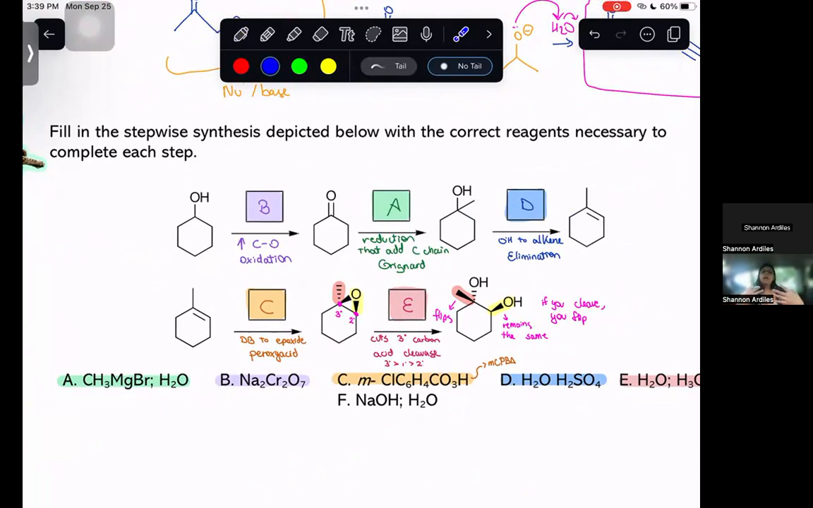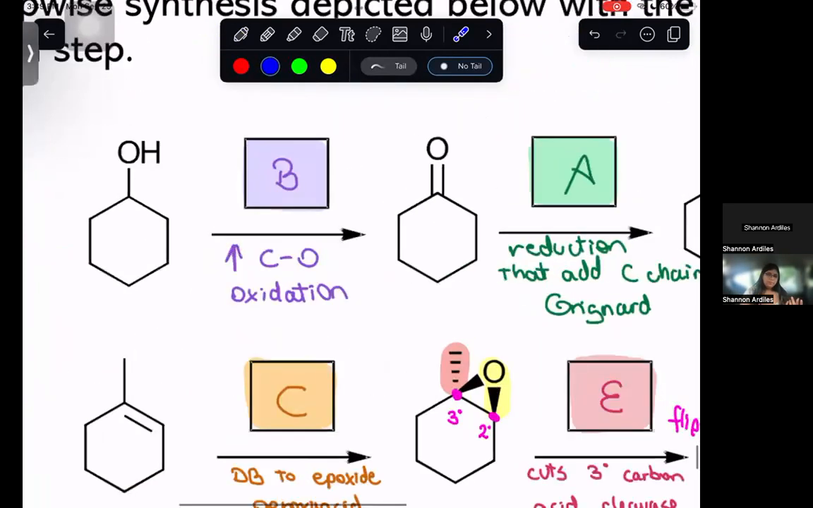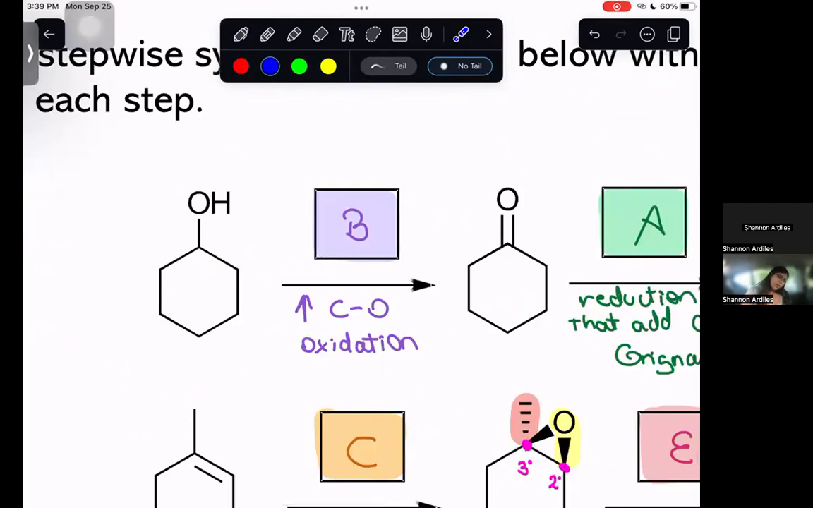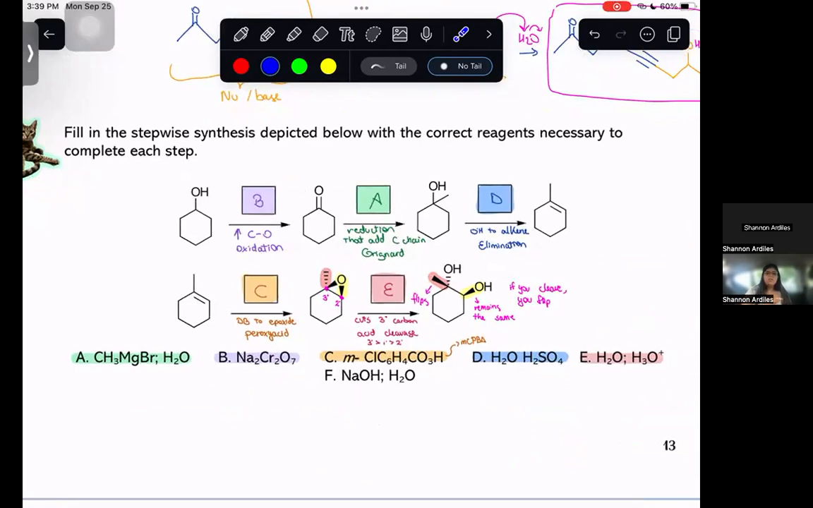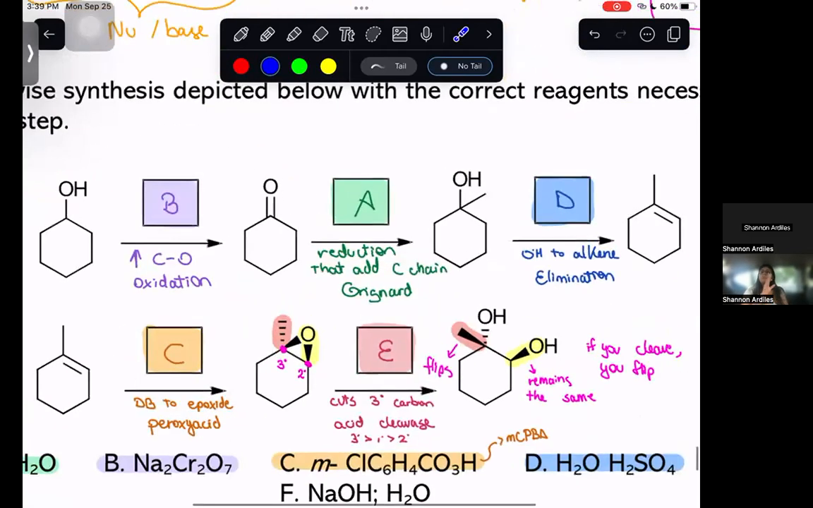Now, whenever they're asking for the reagents, what I recommend is you see the main change. So for example, let's start over here. We have a secondary alcohol and we end up with a ketone. That means that I'm increasing the amount of bonds between carbon and oxygen. What was the definition of that? It was oxidation. So after I know that, I'm just going to be looking for the oxidizing agent. In this case, the only one is option B. So I'm just going to plug it in here. Now, we're going to repeat the same process with each of those little reactions.